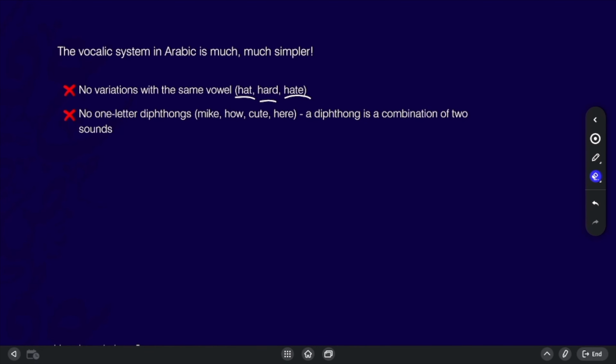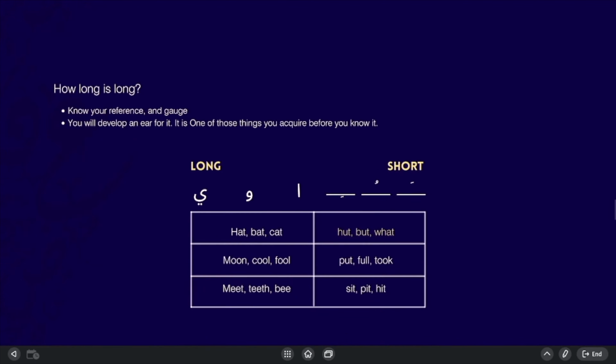Okay? Second, you won't find one-letter diphthongs in Arabic. In English, you can definitely produce diphthongs in terms of single letters, like higher. So higher is an a and an e, higher. And so this is why I truly think that the vocalic system in Arabic is a lot simpler than what you're used to in English.